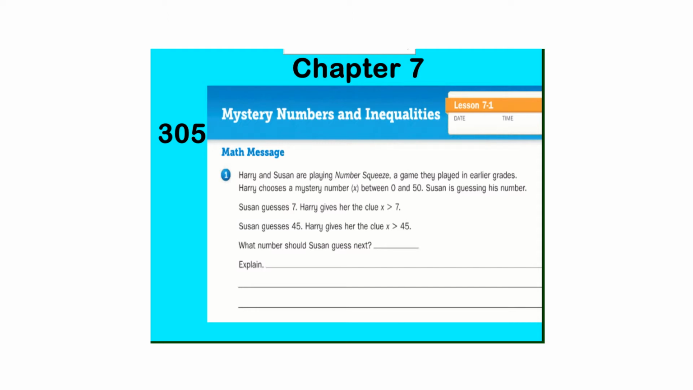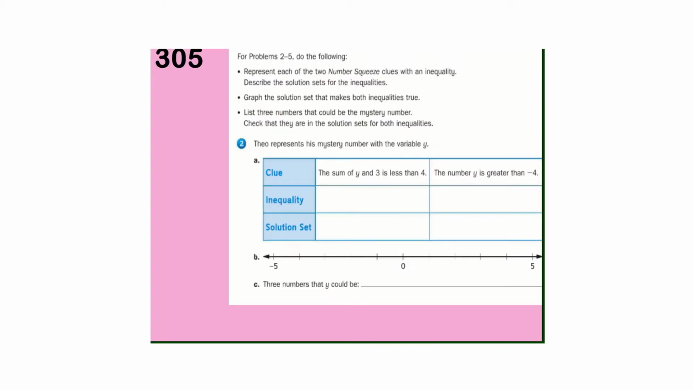Okay, anything that you said is greater than 45 between 0 and 50. So 46 would have been a good guess. 47, 48, 49, 50 even would have been a good guess. And why? Because we know it is between 45 and 50. That'd be the explanation.